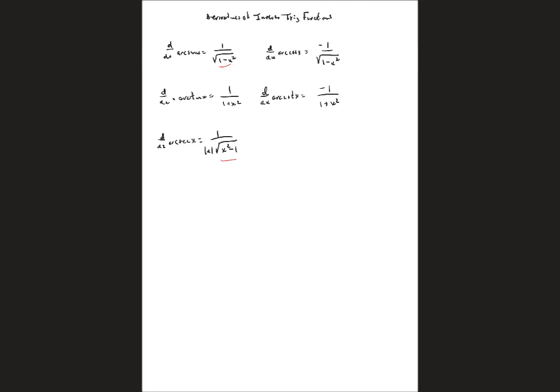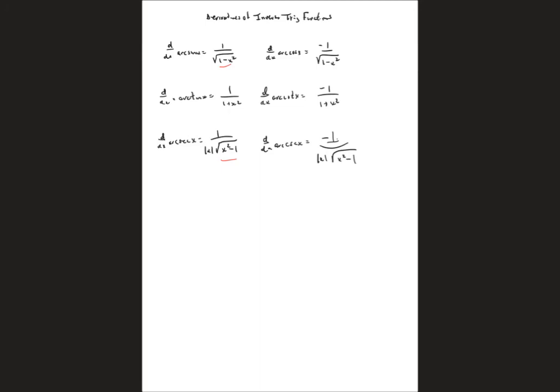That is important. And the derivative of arc cosecant of x is negative 1 over the absolute value of x times the square root of x squared minus 1. Those two you must memorize and will be quizzed on regularly. Very good. Let me come back.